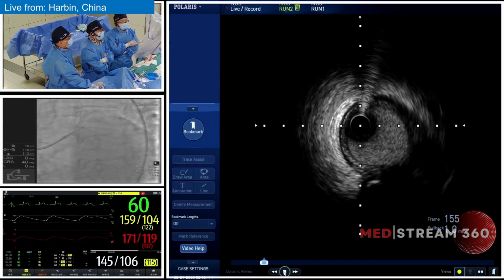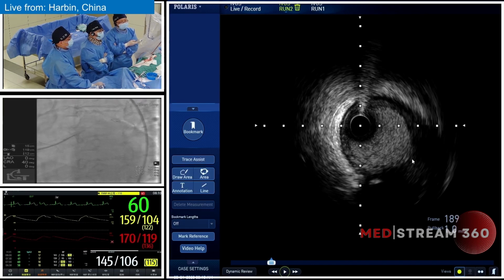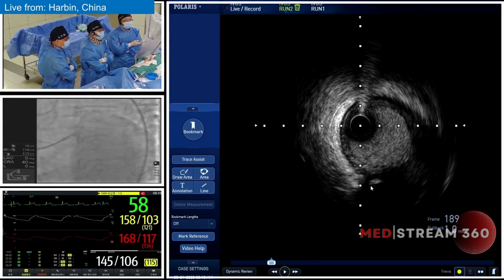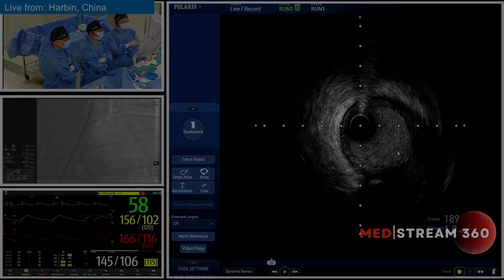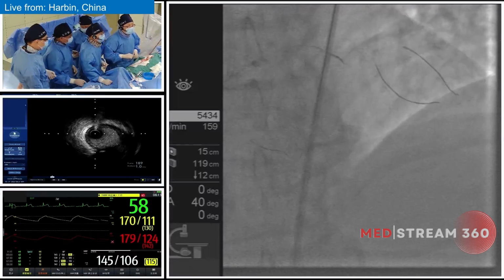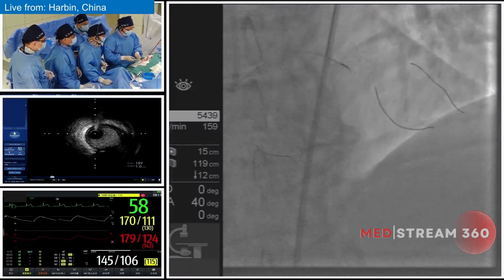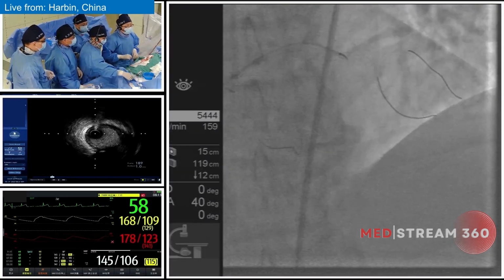And here we can see that this is the occluded LAD. Here might be the entry point of the CTO segment. This is what we can see from the IVUS, Professor Lee. So we can see that Professor Lee is performing the knuckle technique using a hydrophilic coated wire.